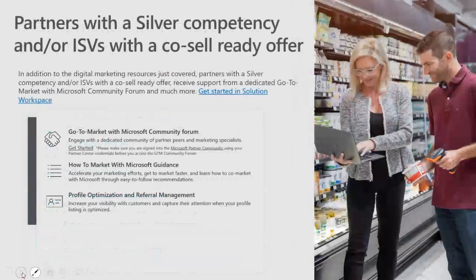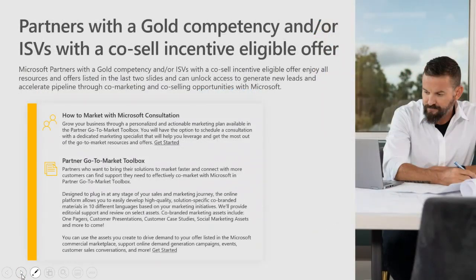We have programs on top of what I already shared for partners with the silver competency. There are more and more programs which you can utilize, like the community forum. You can use the Microsoft guidance. You can use the optimization and referral management program if you are a cost-already partner with the cost-already offering. And there are programs for partners with the gold competency and ISVs.